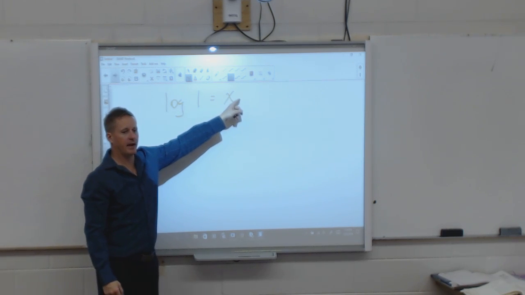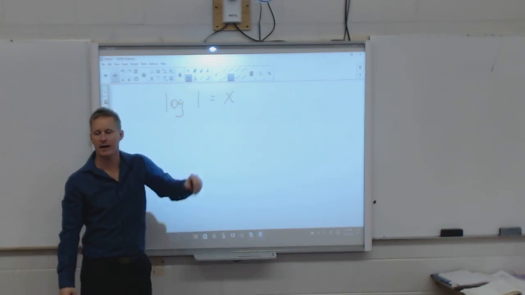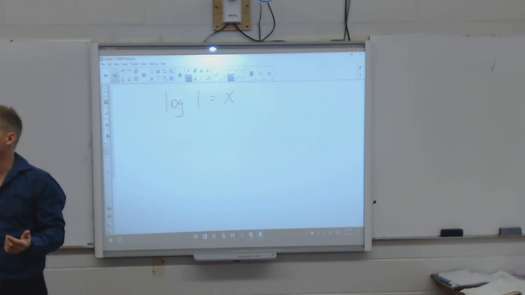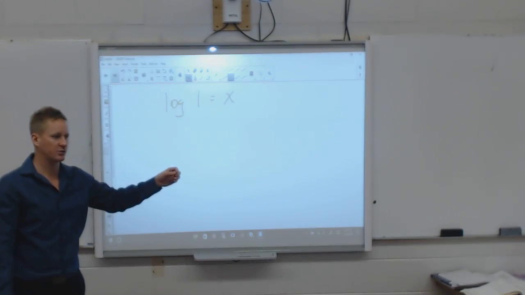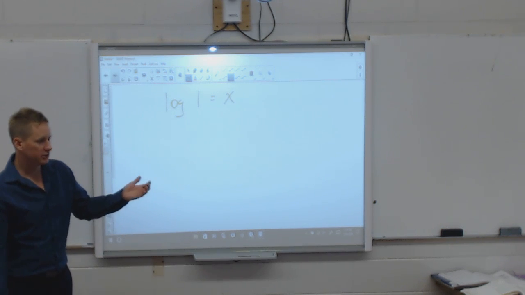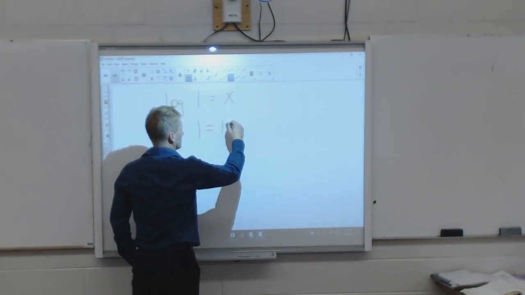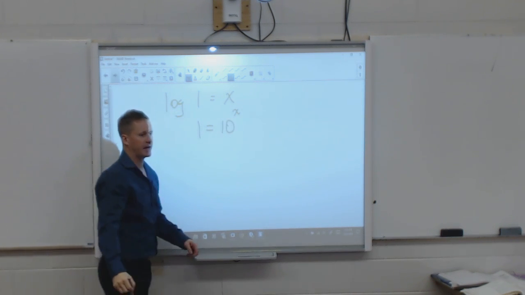All right, I put X over here. So I'm going to let log 1 equal X, and I want to solve for the X. But in order to solve for the X, I need to get rid of the log. So how do I get rid of the log? Change it to exponential. 1 equals 10 to the X. What does X have to be?